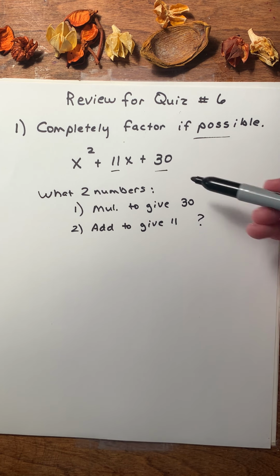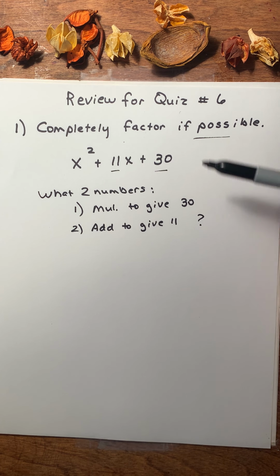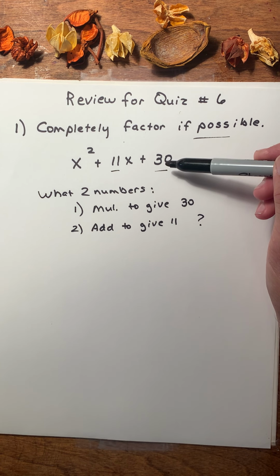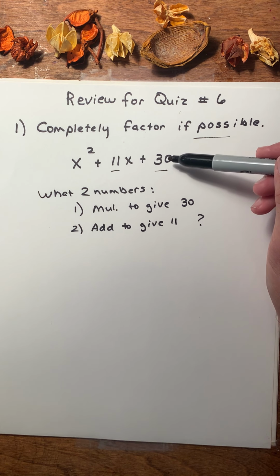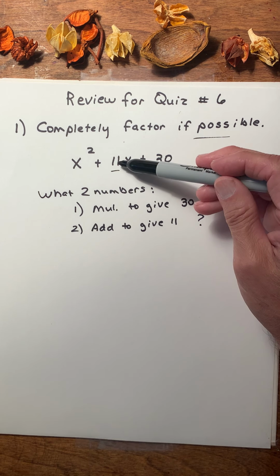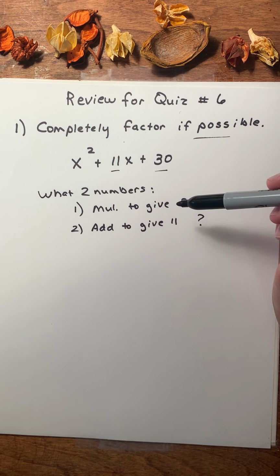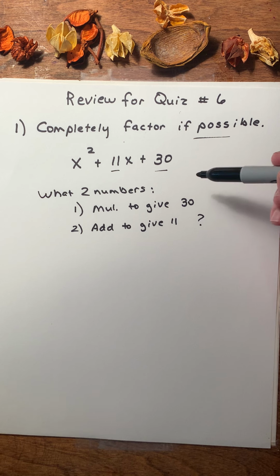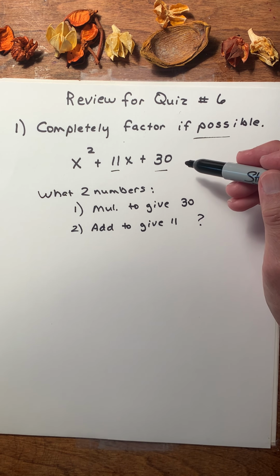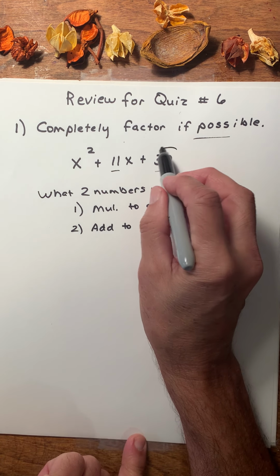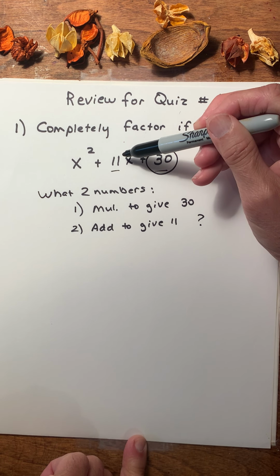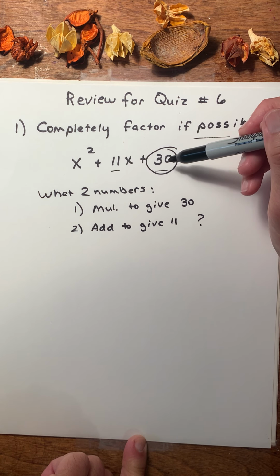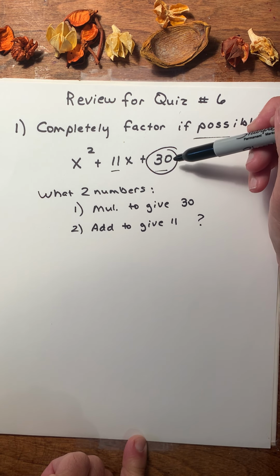Now, in some instances like this, it's pretty obvious. Most of you can look at 30 and your typical multiplications to give 30 are 3 and 10 and 5 and 6, and hey, what do you know, 5 and 6 add to 11. So instances like this are pretty obvious. But in some instances, it will not be so obvious. Here's where you need to focus. There are literally an infinite number of pairs of numbers that add to 11, but there are only a limited number of integers that multiply to give 30.